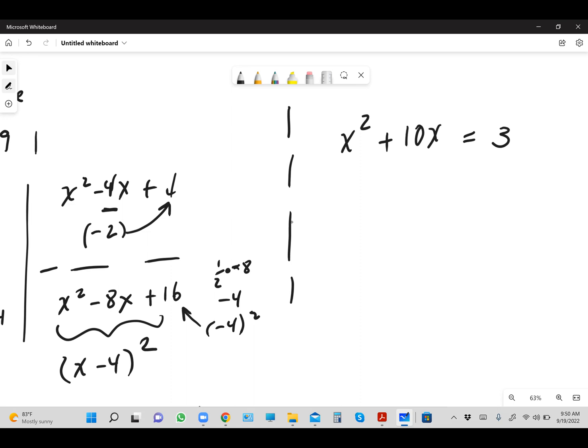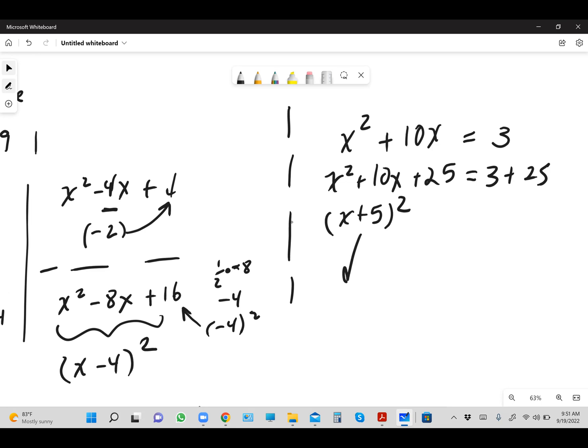So if you had to solve this normally, you'd subtract the 3, equals 0, then you get stuck. You're stuck unless you can factor. And it's not factorable, right? So we say, what's half of 10? What's 5 squared? 25. But if I add 25 to one side, I have to add 25 to the other. So now it's balanced. So now we have x plus 5 squared. Because I completed the square, I can write it that way.